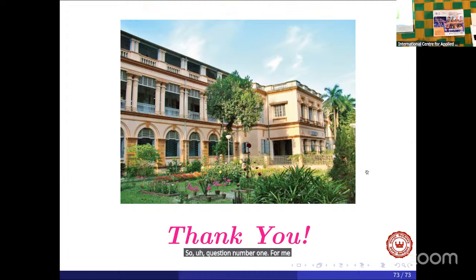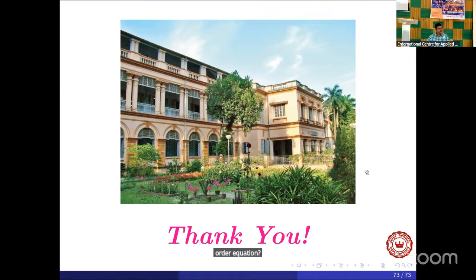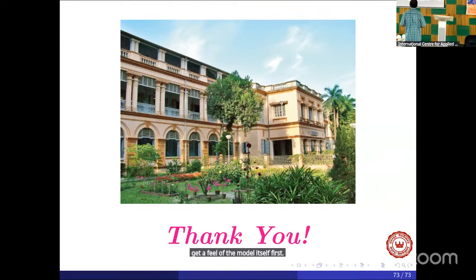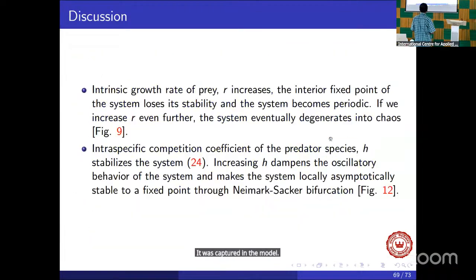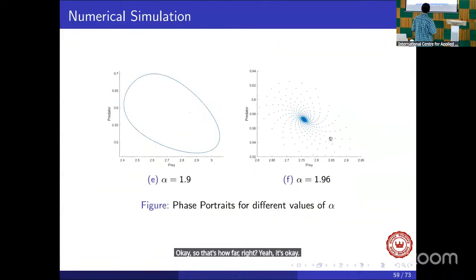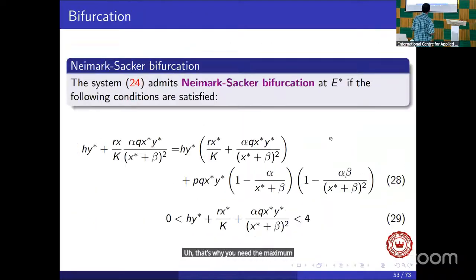So question number one, for me, Prof, well done for that presentation. But I want to see from the model equation the parameter representing refuge, how it was captured from the model. I really want to get a feel of the model itself first, and then how refuge was captured in the model. Okay, so that's alpha, right? Yes. Alpha is the maximum physical capacity of it.